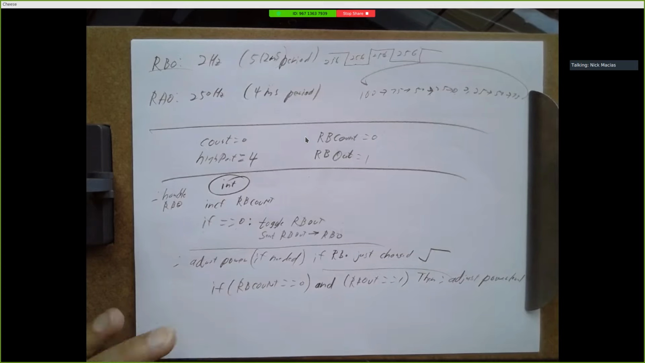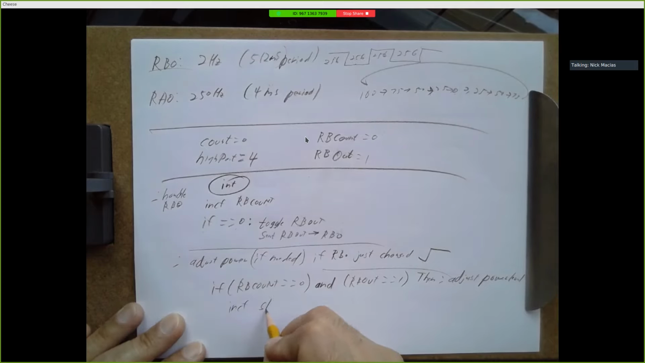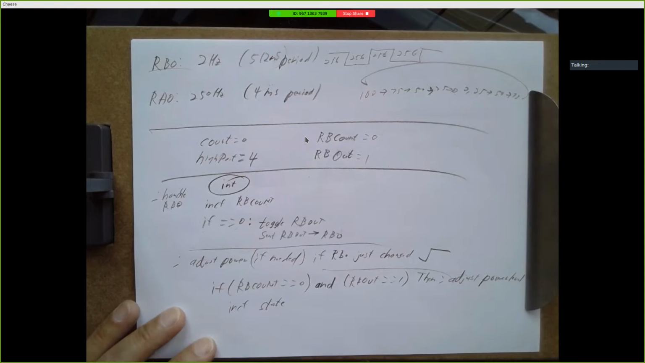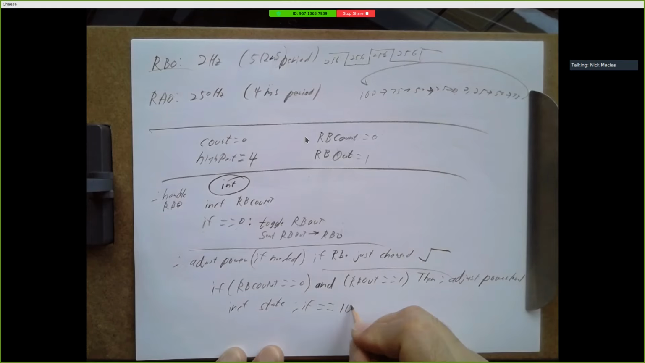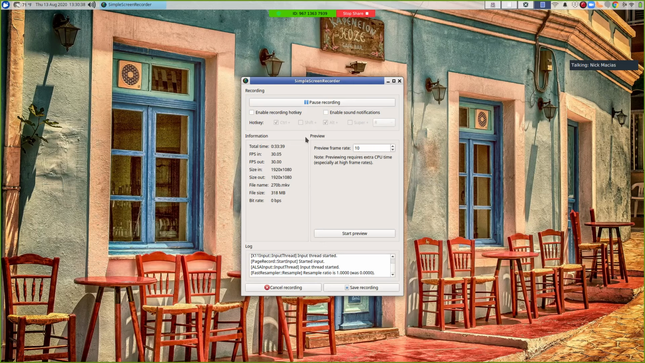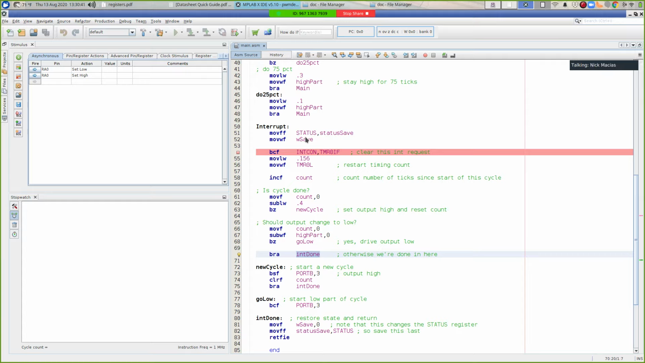Alright, so how am I going to adjust the power level? Increment state. And well, I'll just stick with the plan that's here because it's easy. So if state is equal to 10, then set state equal to 1. So we'll initialize state equal to 1. And after half a second, I'll increment state, and if state's 10, I'll reset it to 1.